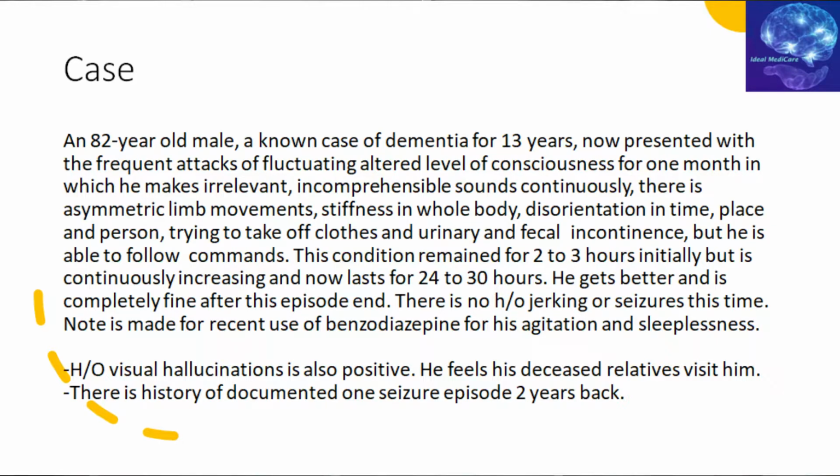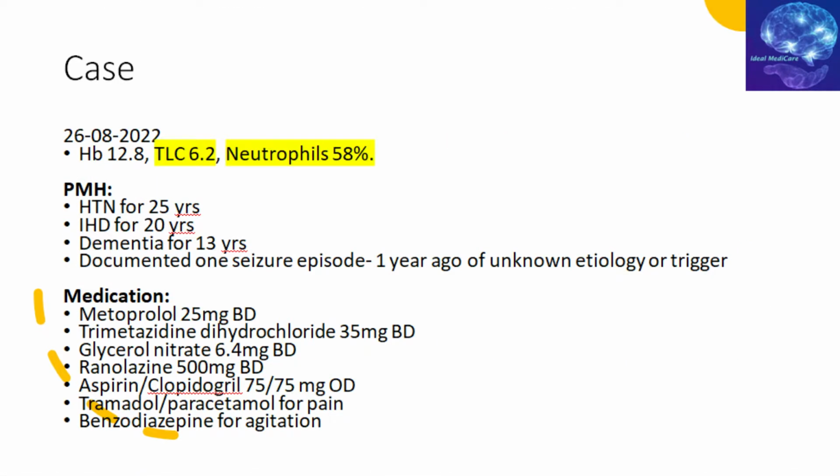He was getting better after the episode was over, and he started responding to the family. There was no jerking or seizures during this time. There was also use of benzodiazepines for his agitation and sleeplessness, and just to share, the family of the patient has some doctors who were suggesting those. There was a history of some visual hallucinations. He was feeling that his deceased relatives were visiting him. There was also a history of a documented seizure 2 years back, but not recently.